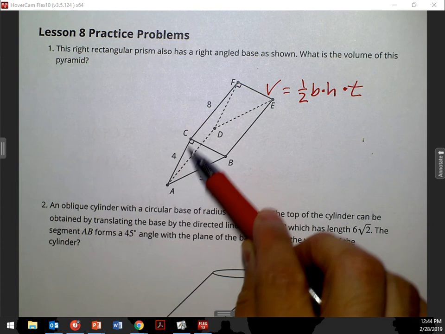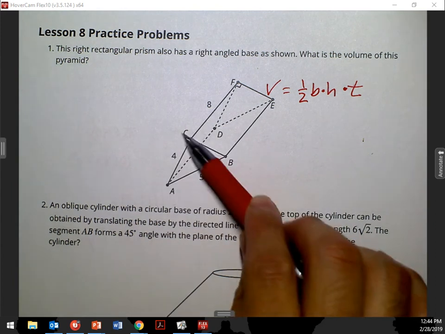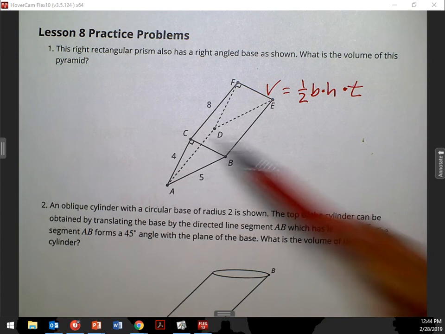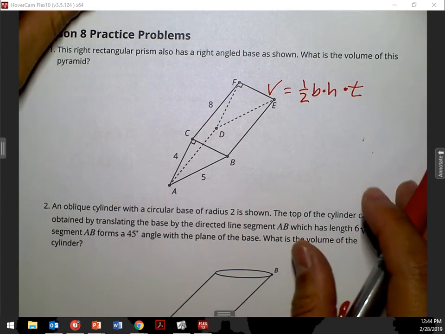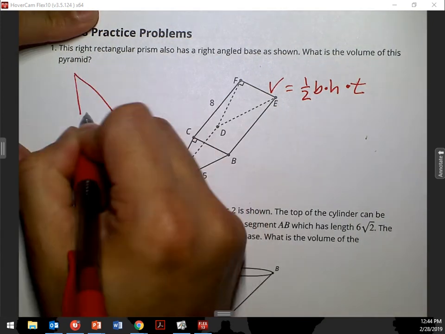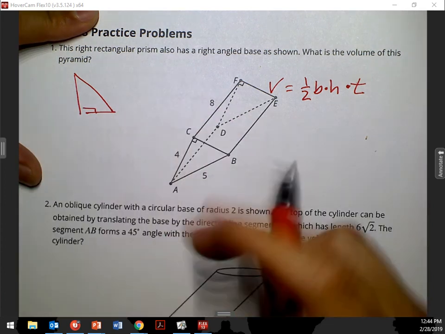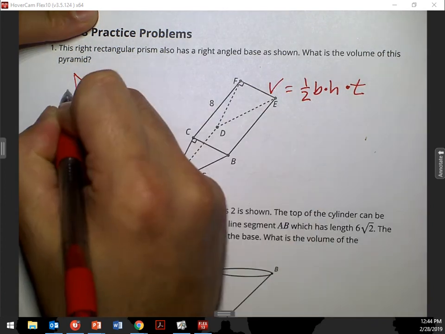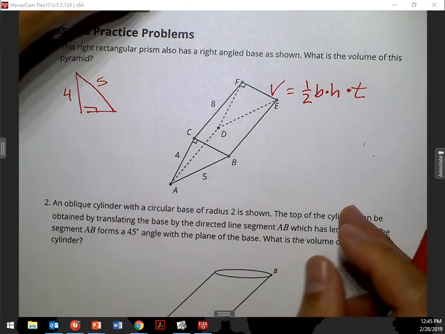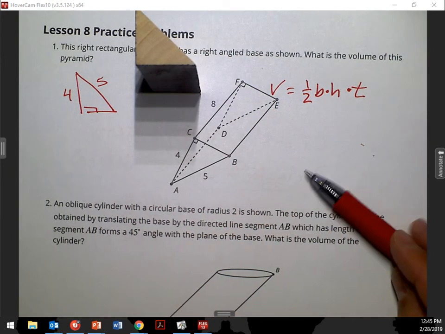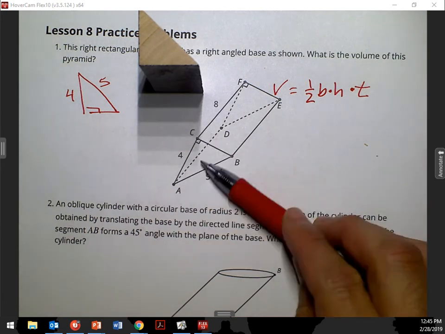So let's take a look. If this is my triangle right here, I don't have all 3 sides of that triangle. So I am going to just redraw so you guys can see what we have here. This piece right here is going to be 5. This piece right here is 4. Okay, so I'm looking at it like this. So I redrew it so I could actually just see.